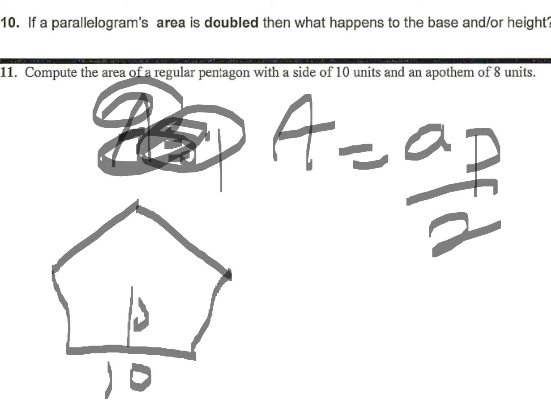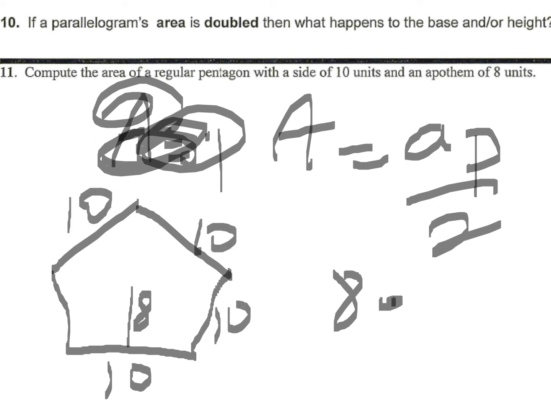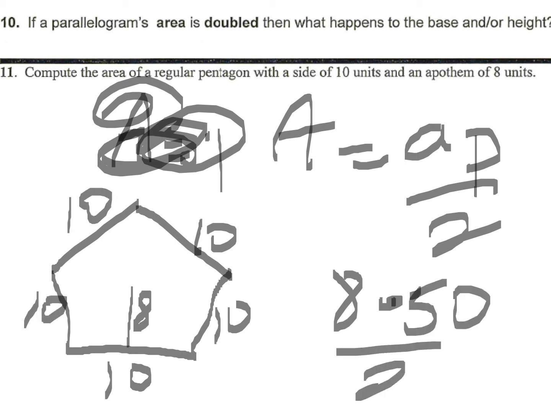So a little straight up and down piece there. You don't have to draw. The apothem is 8. That's the apothem. So 8 goes there. But the perimeter is based on how many sides. Pentagon has 5 sides. So 10, 10, 10, 10, 10, 10 times 5 gives me 50. And put all that over 2. And you end up with 200.